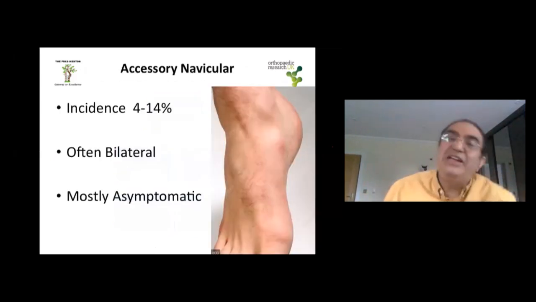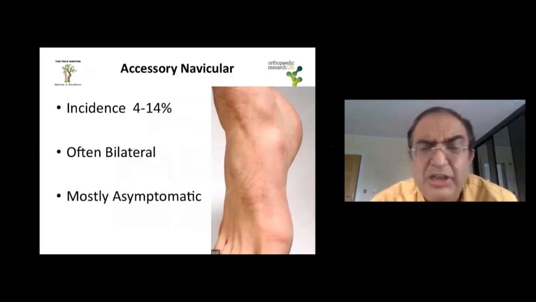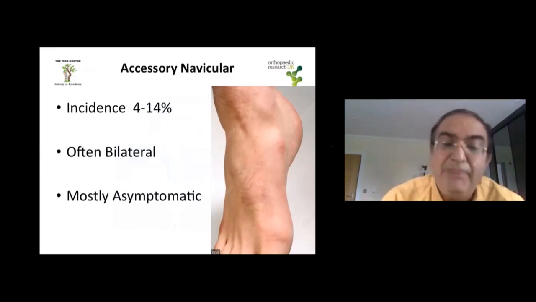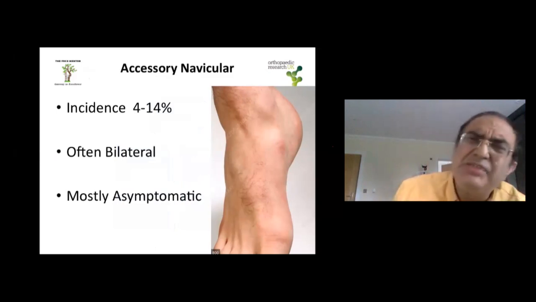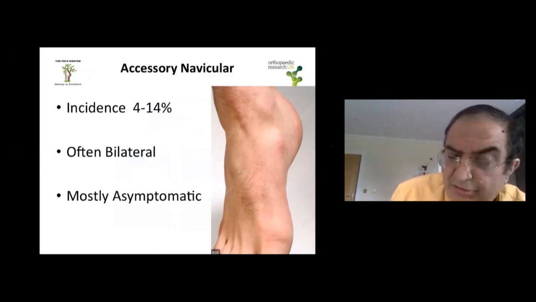So next we go to accessory navicular. The incidence of that is 4 to 14%, and it is generally bilateral. Most of the time it's asymptomatic, just seen as a bulge on the medial side of the foot.